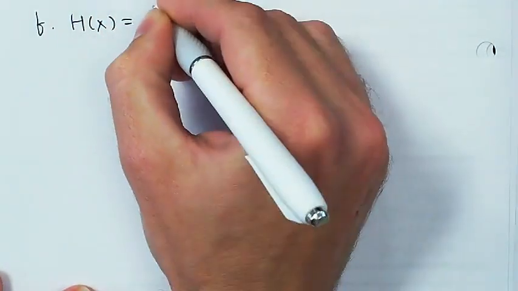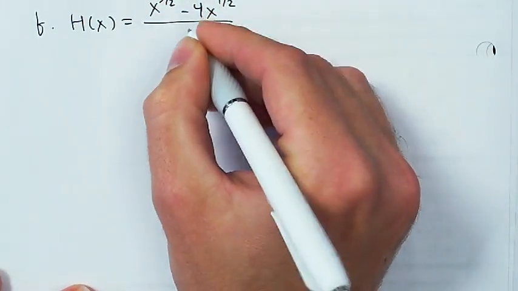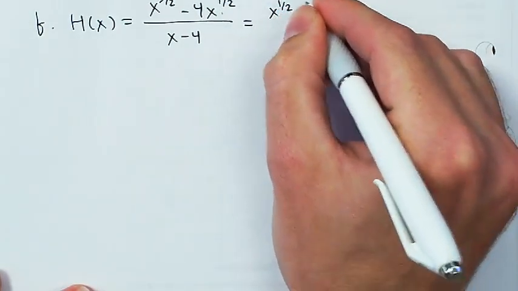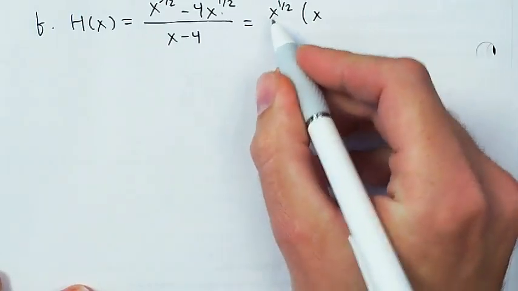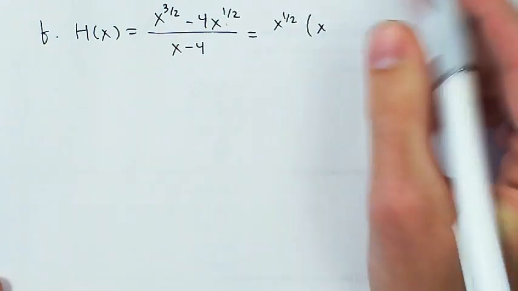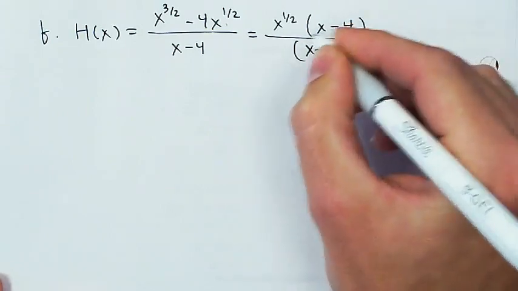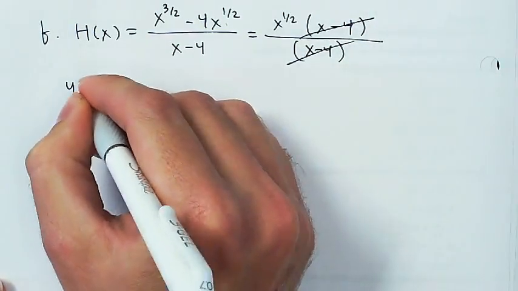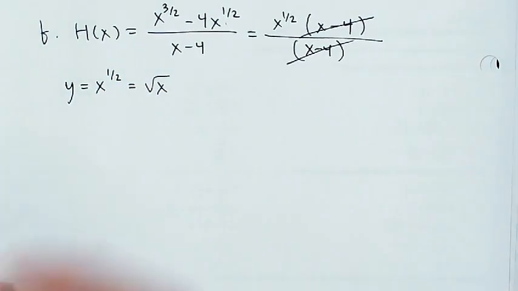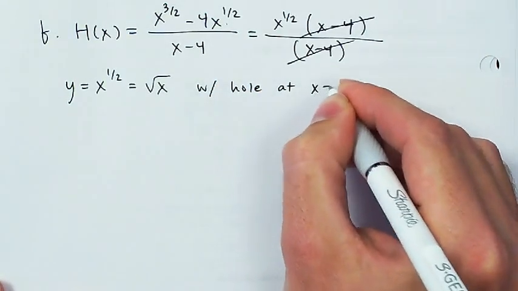H of x is equal to x to the 3/2 minus 4x to the 1/2 divided by x minus 4. Okay. I factor out the x to the 1/2. And I'm left with an x, because what would I multiply x to the 1/2 by to get x to the 3/2? A whole x, right? Because 3/2 is 1.5 minus 4. Then I'll divide by x minus 4. And I'll cancel. And so I'm graphing y equals x to the 1/2, which you might recognize better as the square root of x, because we know how to graph that, with a hole at x equals 4.